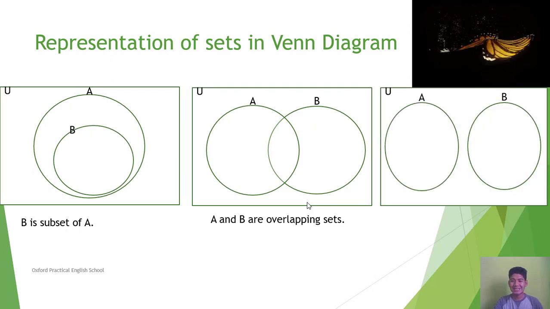Next diagram. Set A and B, they are not joined with each other. So, set A and B are called disjoint sets. The reason why they are disjoint is because they don't have any elements in common.